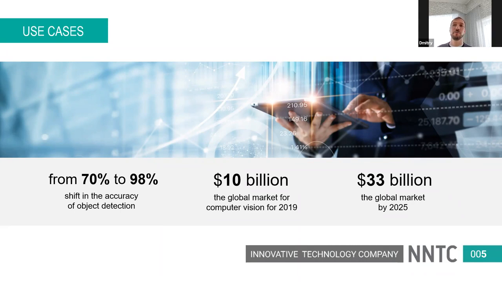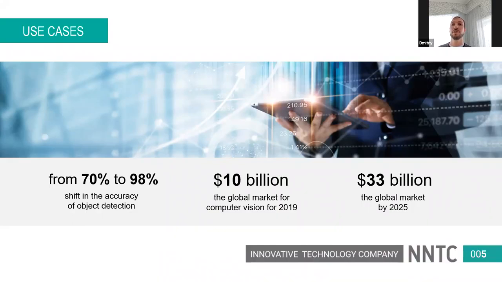So things that were 70% accurate are now 98 to 99% accurate. For most of the cases where computer vision can be applied, it's much more accurate than the human eye. Accuracy is not the only thing when you are creating a piece of software, which we'll also talk about later. But clearly the market is quite sizable even now.